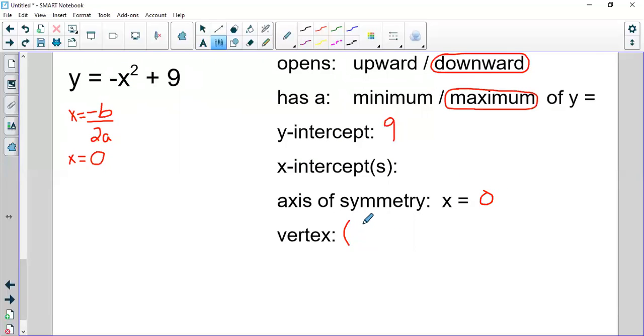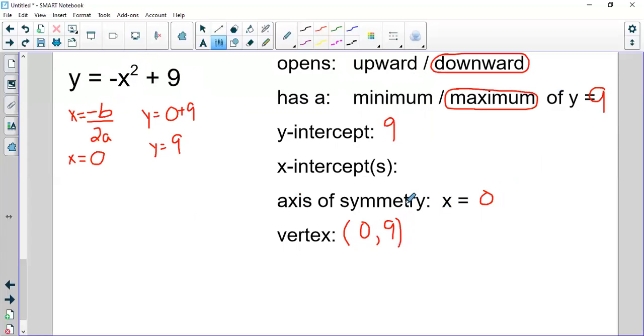Vertex is already 0, comma, something. All right, let's take that 0 and put it back in. 0 squared is 0. No such thing as negative 0. That means that y is equal to 0 plus 9. Yeah, y equals 9. Y equals 9 is my maximum. And that means that's the other half of my vertex.